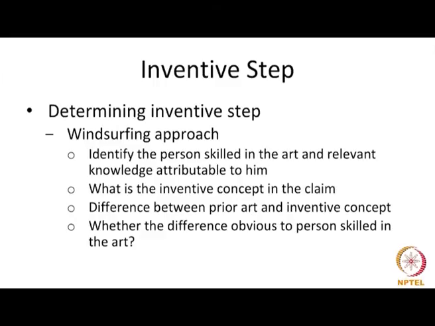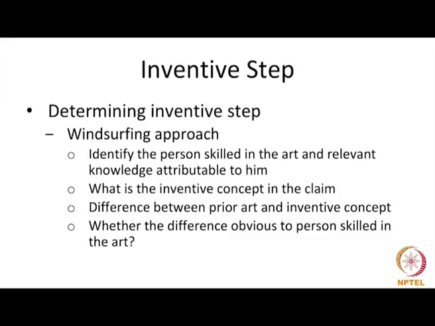Whether the step or the movement from the prior art to the invention would have been possible for a person skilled in the art. If it would have been possible for the person skilled in the art, then we would say the invention is obvious. If it would not have been possible, then we would say it involves an inventive step.